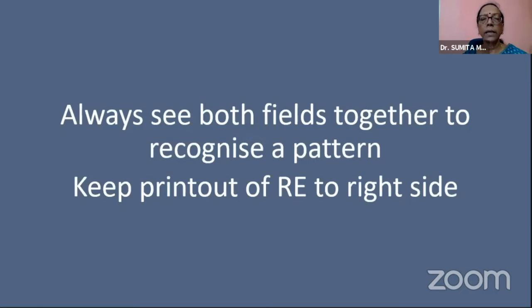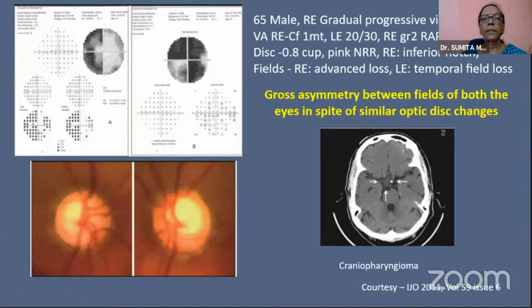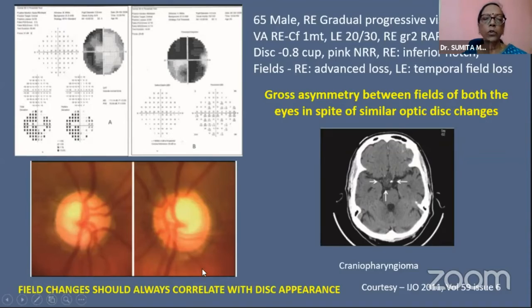And an important thing here is that we have to keep the printout of the right eye to the right side and the left eye to the left side, unlike the disc changes, in which we keep the right eye to the left. And this is also suspicious because there is gross asymmetry of the field changes in spite of normal, similar optic disc changes. So if there is any gross asymmetry between the fields, or a discrepancy between the two things, then we should suspect that something is playing in the background. Field changes should always correlate with the disc appearance. Otherwise, we have to order a neurological investigation.